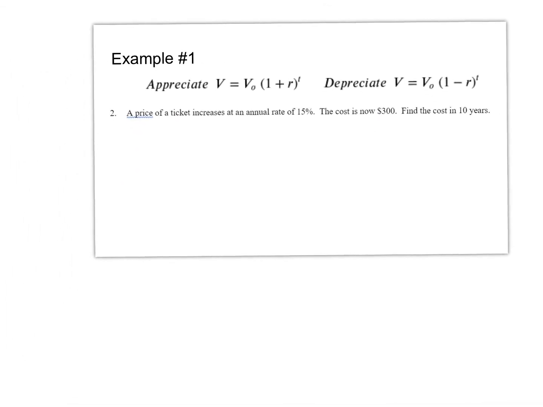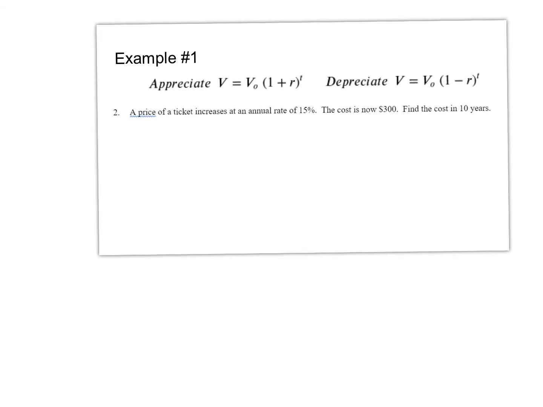Yes, I know the title says example one, I copied the same thing, but I forgot to take that out. All right, so the first thing we're going to do is we're going to read the question. We're not going to do anything else but read it. It says a price of a ticket increases at an annual rate of 15%. The cost of the ticket is now $300. Find the cost in the future in 10 years.